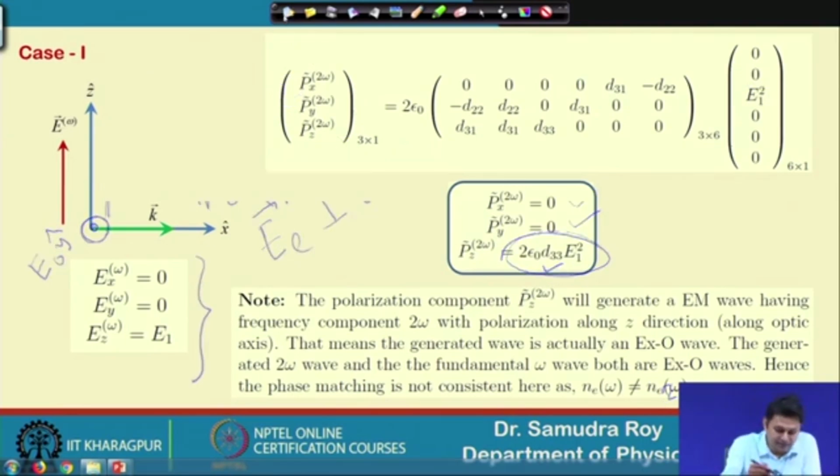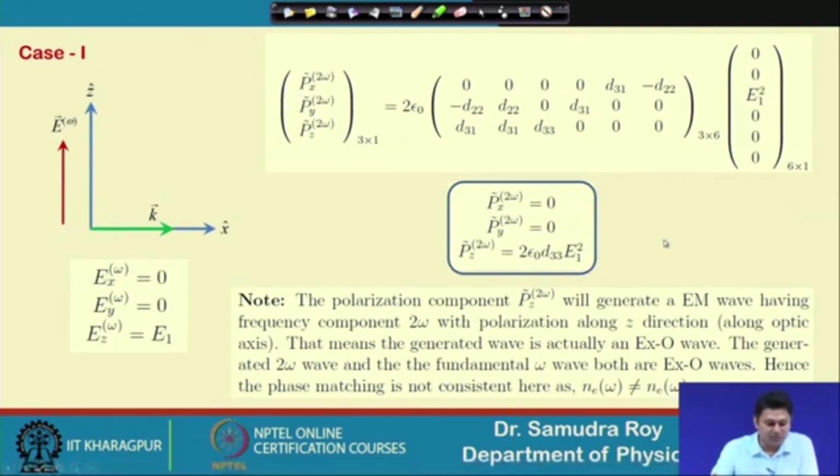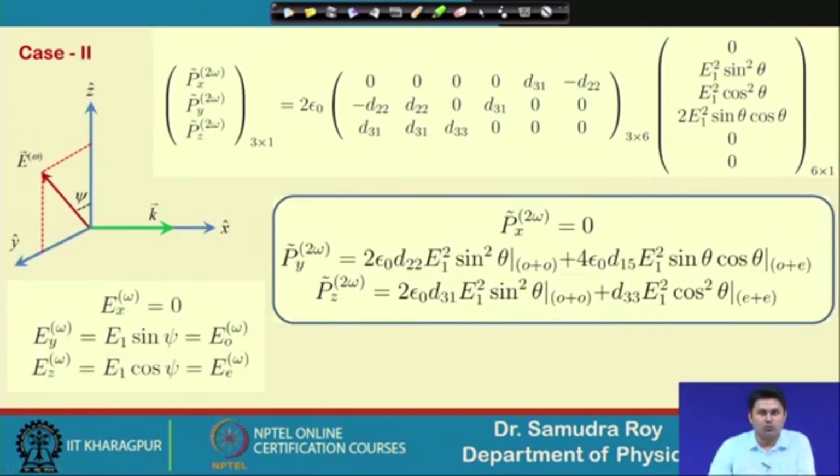So that means this orientation of E is not a valid orientation. So we need to do something new. Now what we are doing is launching the electric field making an angle psi with the z axis. Previously E was in the z direction, now E is in an arbitrary direction with an angle psi.